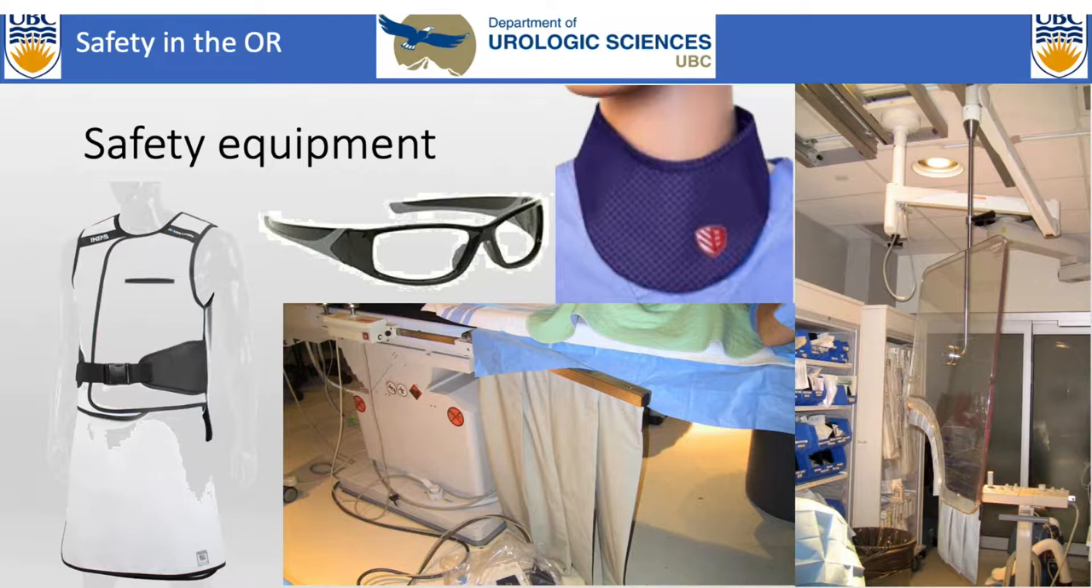And then the other things that can be used, so you have on the right-hand side of the screen, the ceiling-mounted screen that we don't use very much, but the radiologists seem to. You can get lead for under the table, so it protects the lower extremities from some of the scatter radiation, and then lead goggles as well.